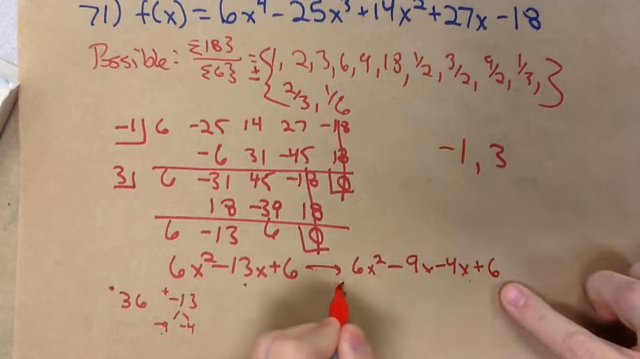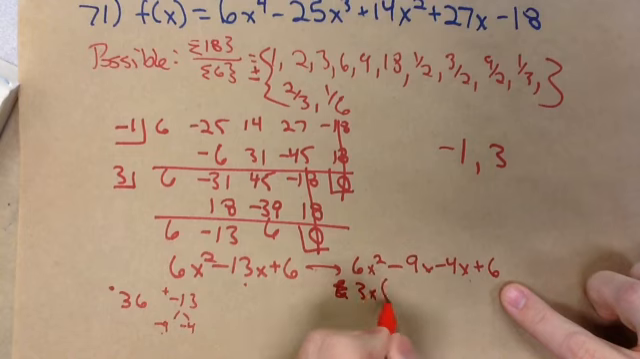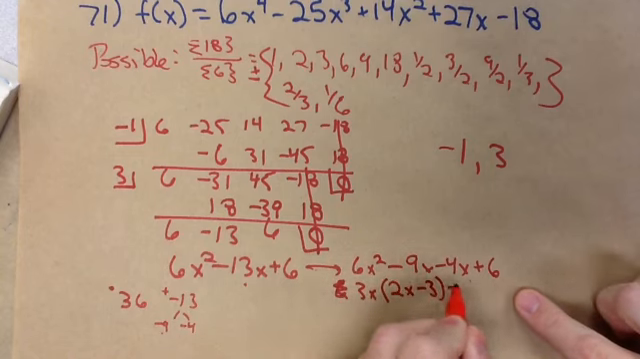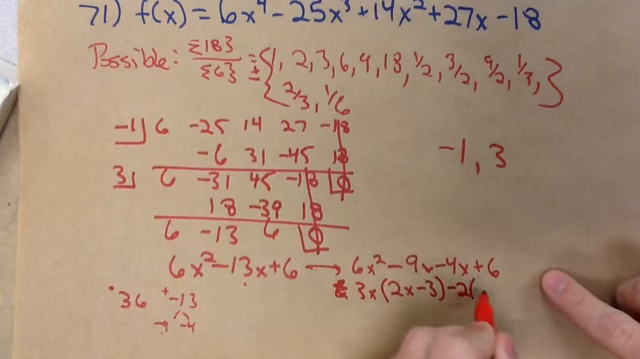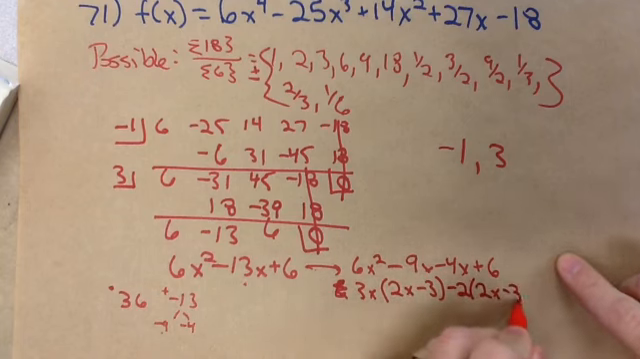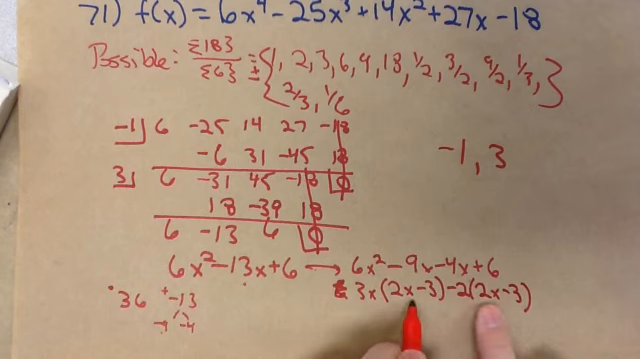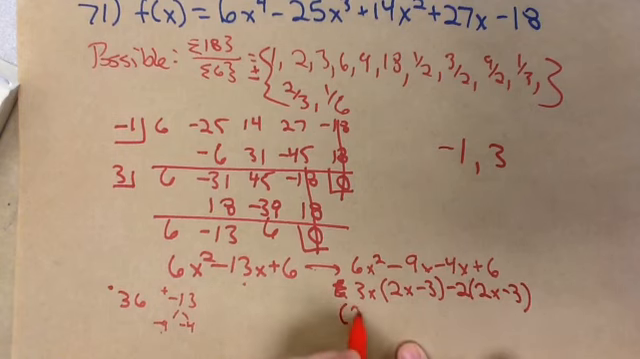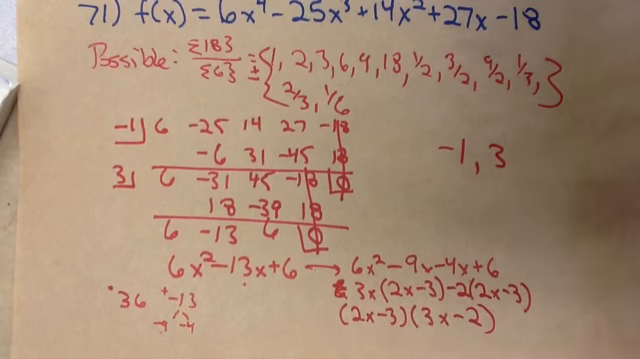I take the first two terms and I'm going to factor out a 3x. Leaves me with 2x minus 3. I factor out a negative 2 on the second one. Leaves me with 2x minus 3. Now I'm going to factor the 2x minus 3 out of those terms. Leaves me with 3x minus 2.